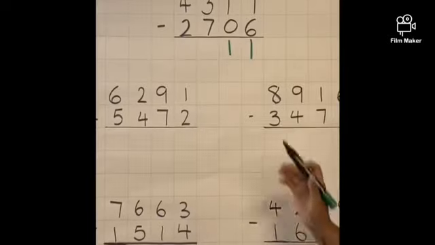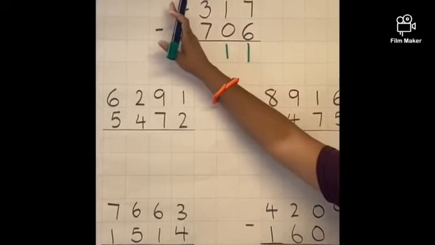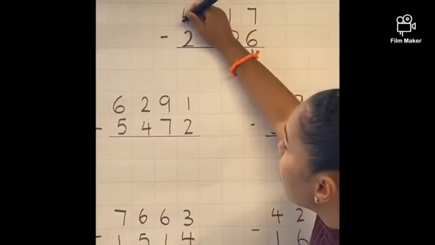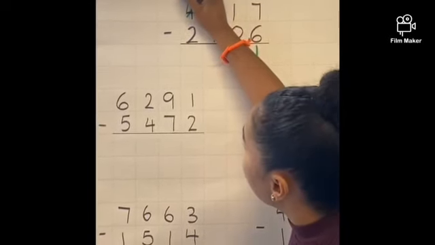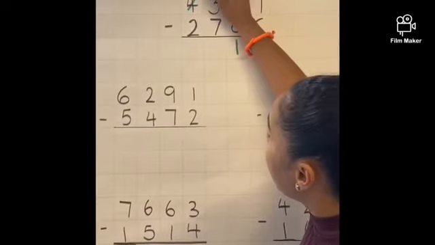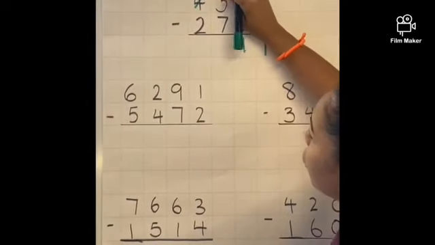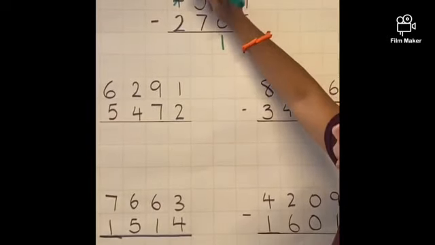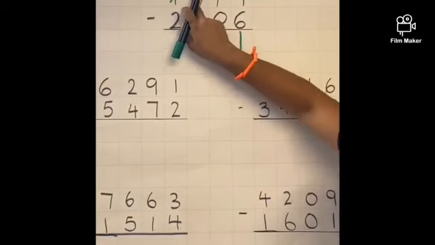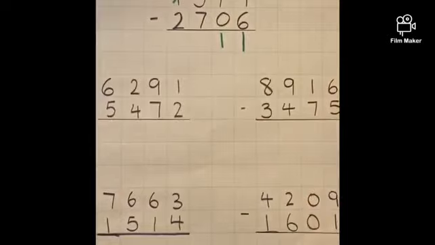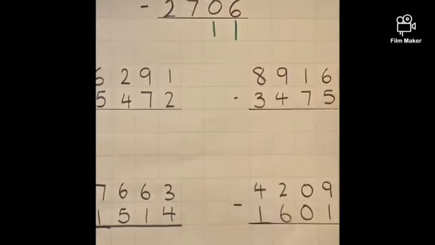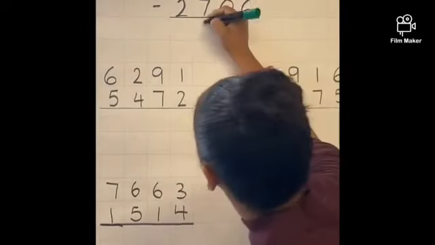So what we need to do is go to the left again into our thousands column and exchange. So we're going to cross this out, take one off, so that becomes 3, and then I bring it over to my hundreds column where I first started and put my 1 there, which I exchanged from my thousands column. And now my new number is 13. So I'm now going to do 13 minus 7, which is 6.